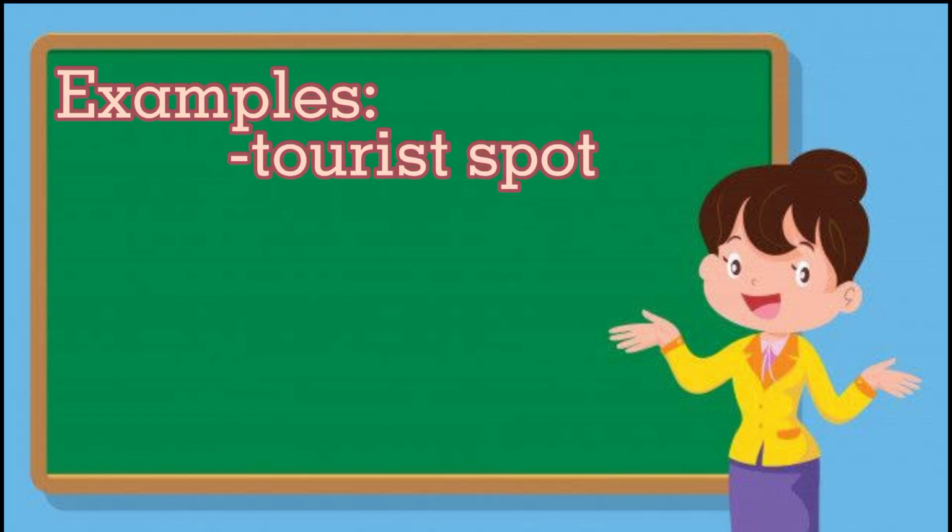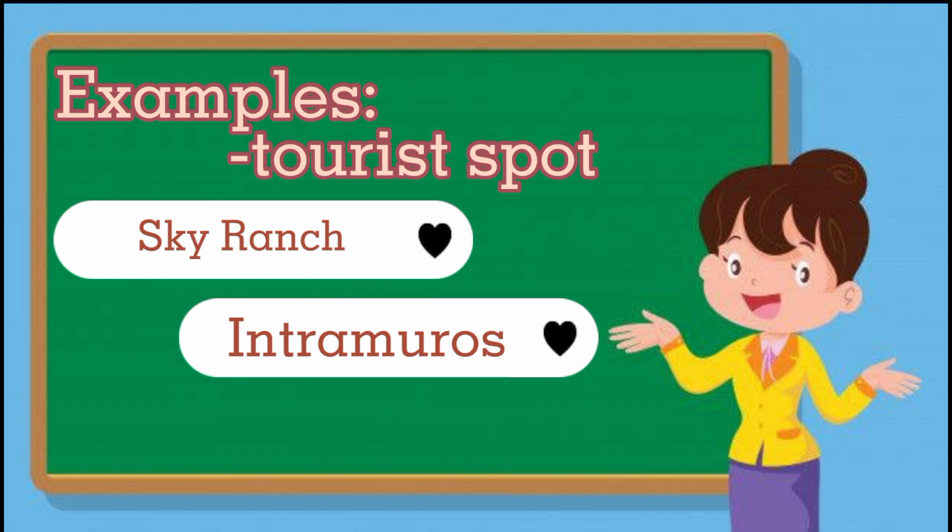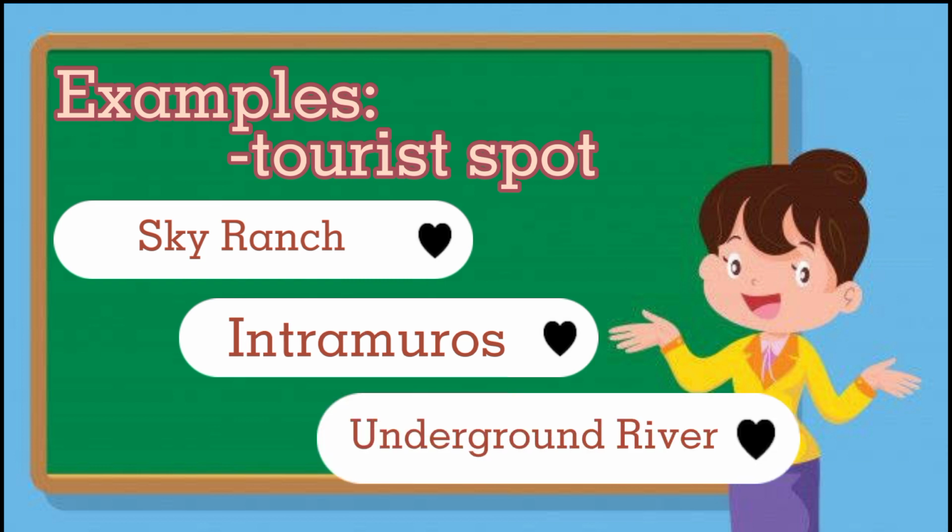Another example is for the common noun tourist spot, we are to give specific names of tourist spots. First, we have Sky Ranch in Tagaytay. Next, we also have Intramuros. And lastly, Underground River in Palawan.